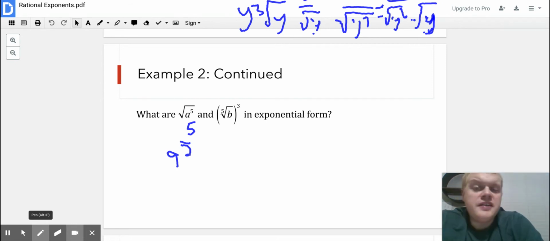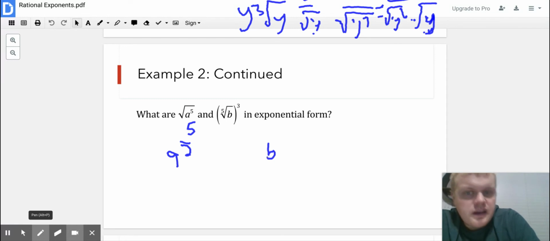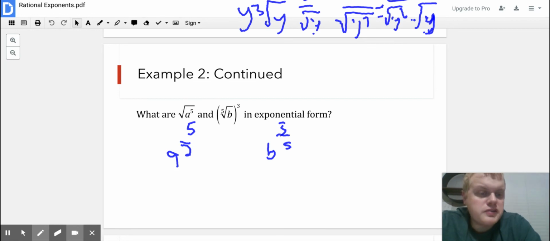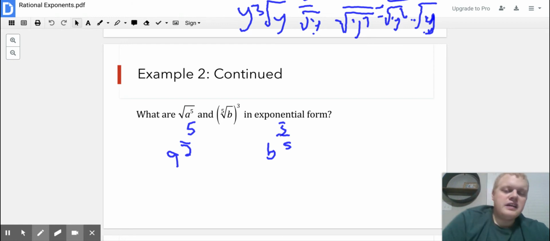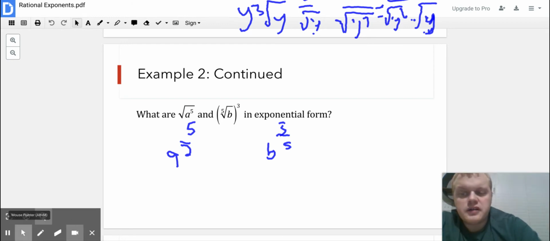So again, understand these are both ways that we can write this. Whatever the radical number is, that's going to be the denominator. So on this one here, for the second one, that's going to be b. And again, the denominator should be 5, and the numerator is going to be 3. So make sure both of those can be written the same way. Just know the difference between them and how you can write them from radical form into exponential form. That's all they're looking for there. Okay.